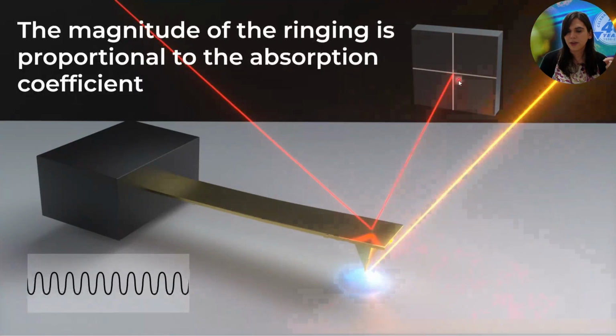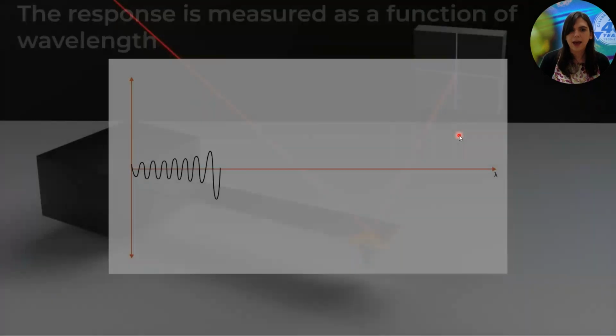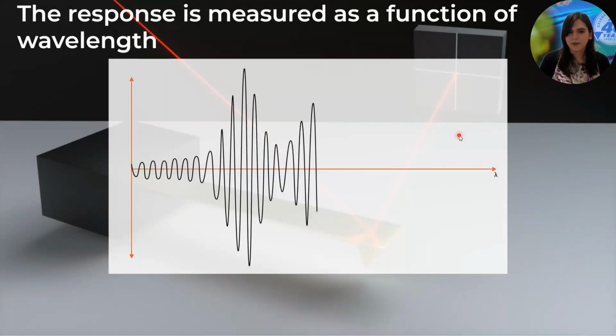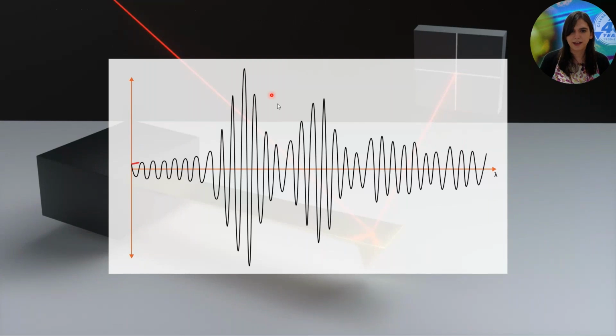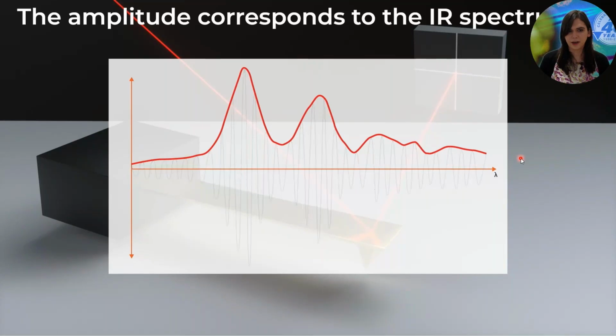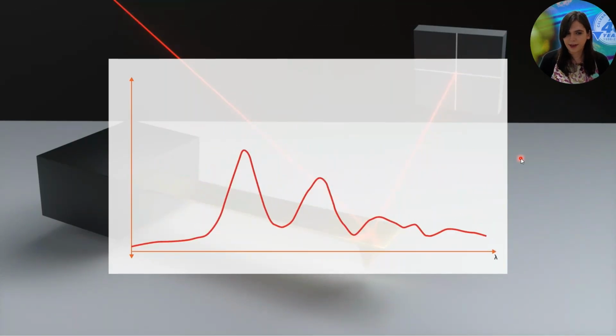We can measure out that amplitude of the ringing as a function of the wavelength. By taking the magnitude of that, we can get out an infrared spectrum. So herein, we're just plotting the amplitude of the signal as a function of the wavelength, and we just measure out that magnitude there. And that is fundamentally what is measured through photothermal AFM-IR.